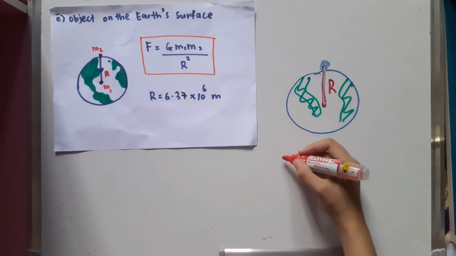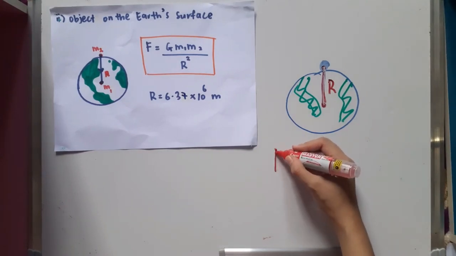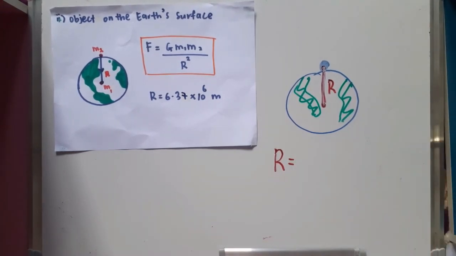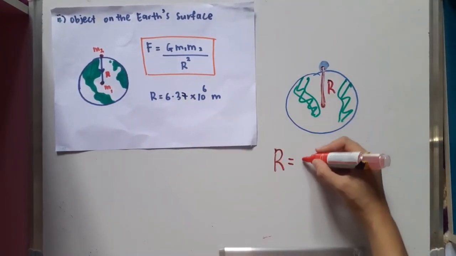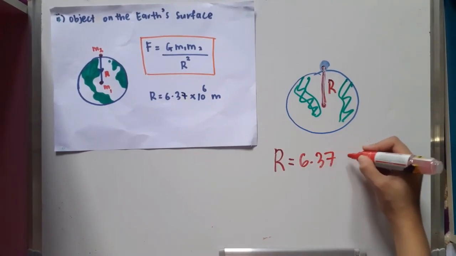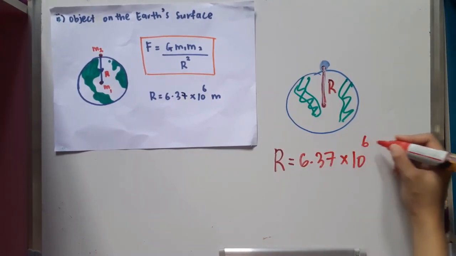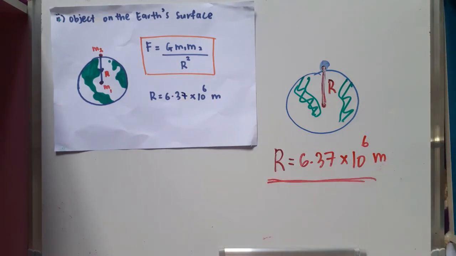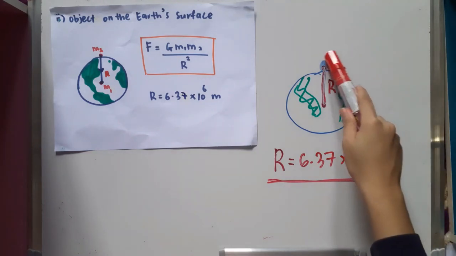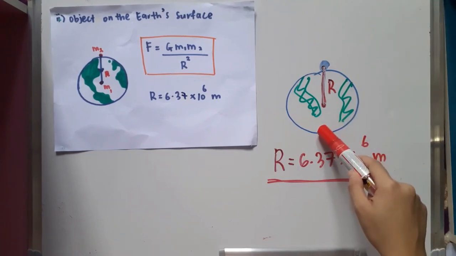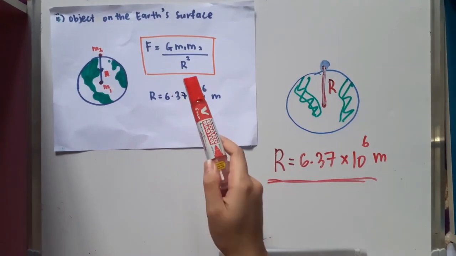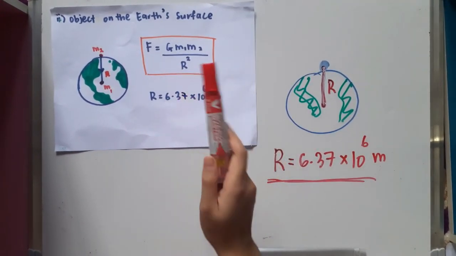So the radius of the Earth, we label it as capital R, and the radius of the Earth is constant, which is 6.37 times 10 to the power of 6 meter. So this value is fixed. Okay, to find the gravitational force between the object on the Earth's surface and the Earth, we need to use this formula: F is equal to G m1 m2 divided by capital R square.